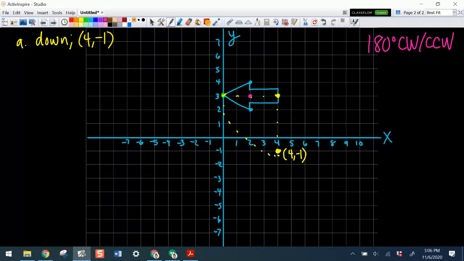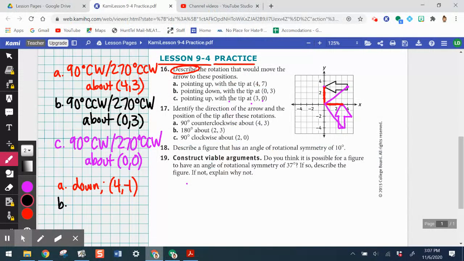So for this tip to travel 180 degrees, we're going to go half of a circle. And however far it is from the center, which is 2 units to the left, it will end up 2 units to the right. So the tip of our arrow should now be pointing to the right and located at 4, positive 3. So B, our arrow should be pointing to the right, and the tip of it should be located at 4, positive 3. Let's jump back to our page and add that. So we're going to say to the right and located at 4, positive 3.